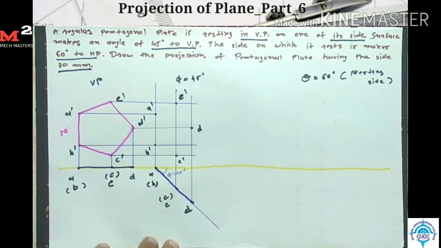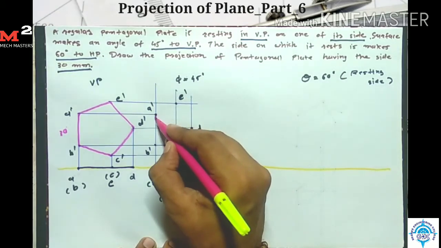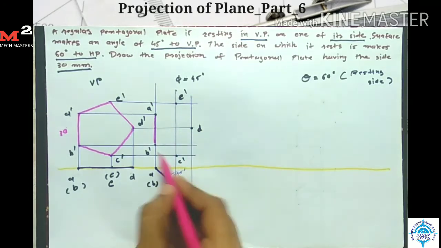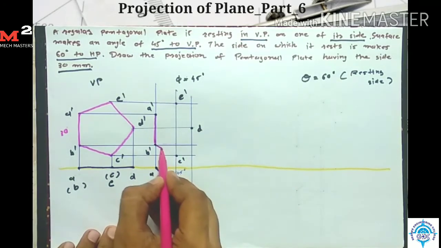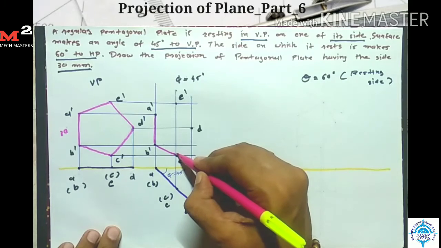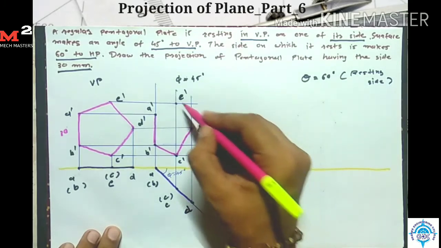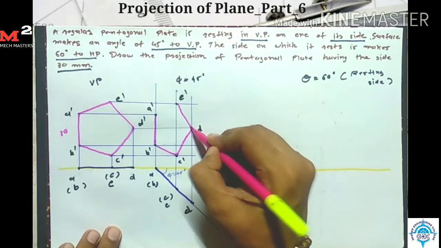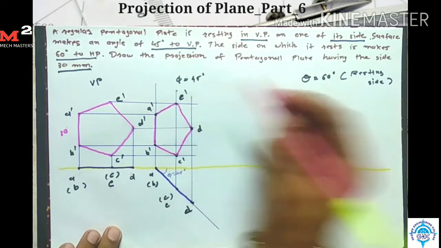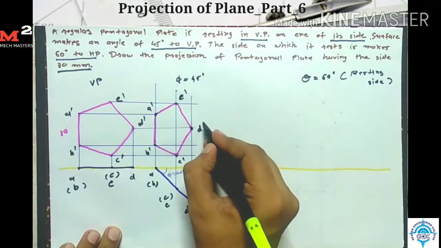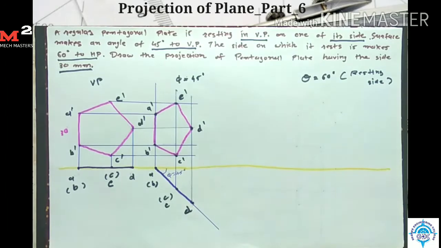Okay, so after joining these points A dash, B dash, B dash, C dash, C dash, D dash, D dash, E dash, and E dash, E dash. Okay, I complete the front view for the second stage.